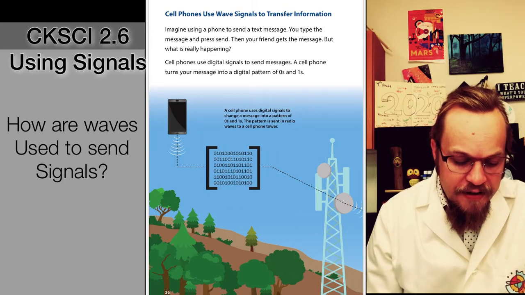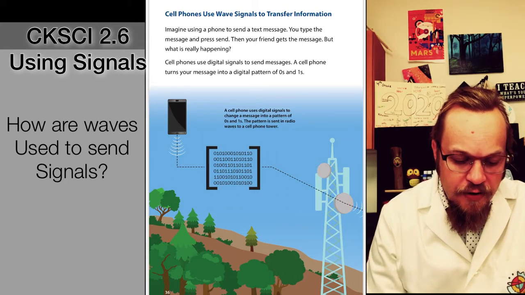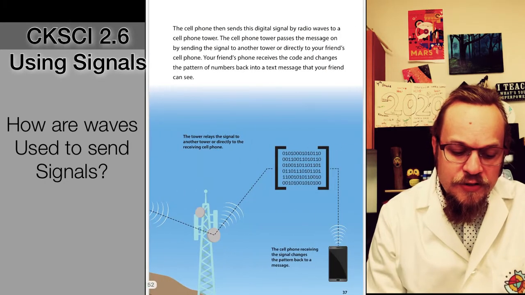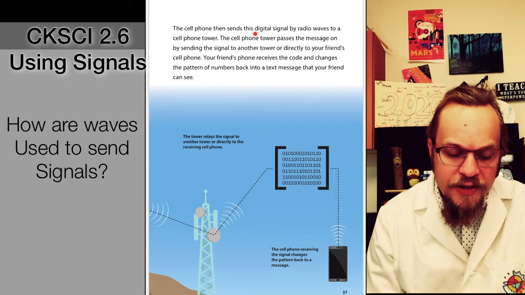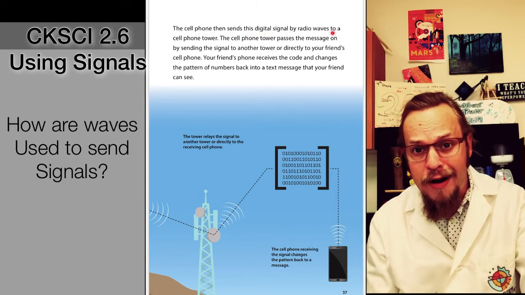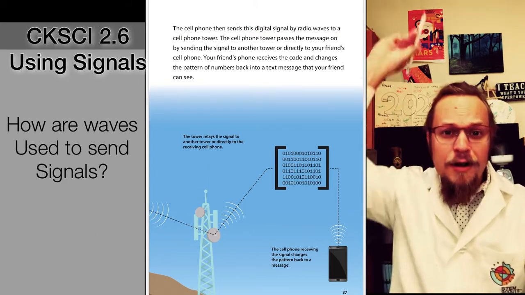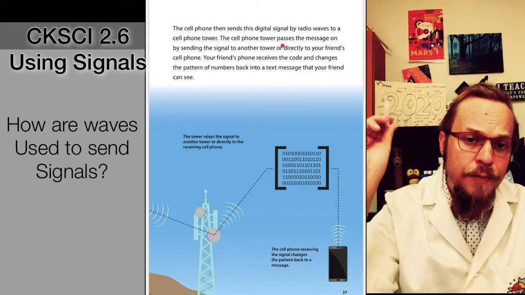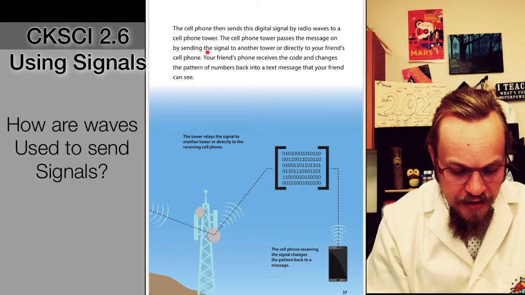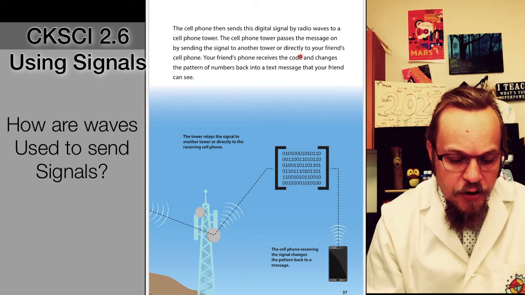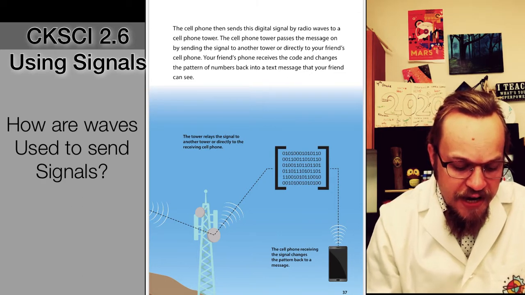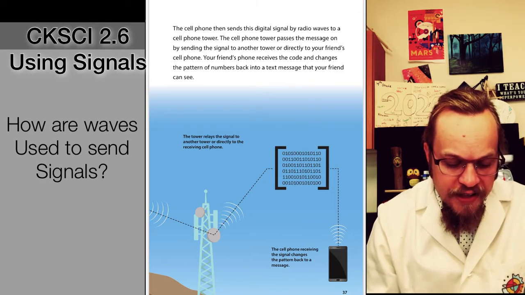So back and forth from radio tower to radio tower, the cell phone tower passes the message on by sending the signal to another tower or directly to your friend's cell phone, depending on how close you are. Sometimes it has to go to the tower, up to space, and back down. Other times it could just be bounced from tower to tower. Your friend's phone then receives the code and changes that pattern of numbers back into a text message that your friend can see. So passing from tower to tower, it relays your signal.